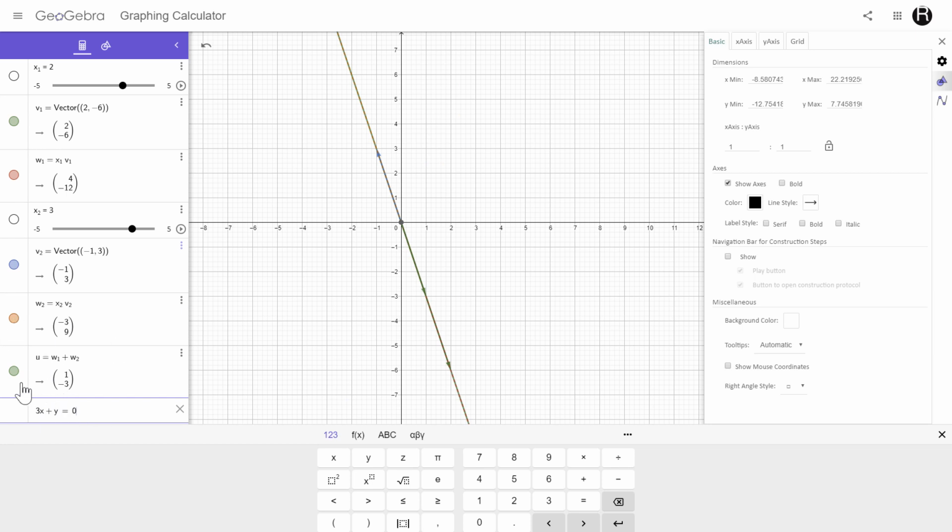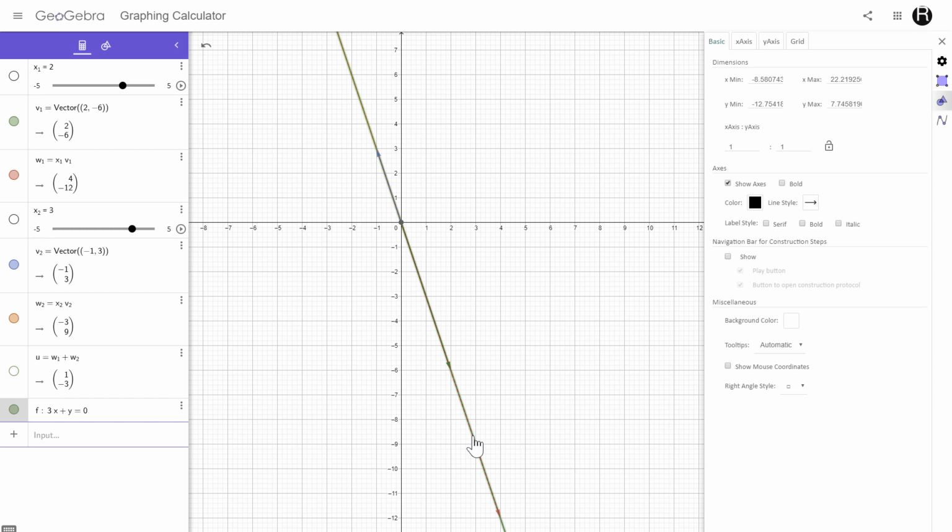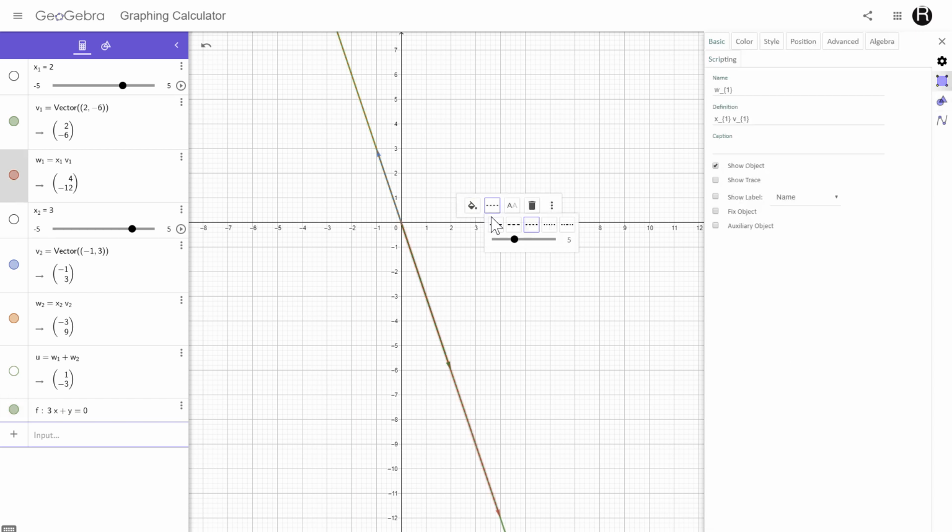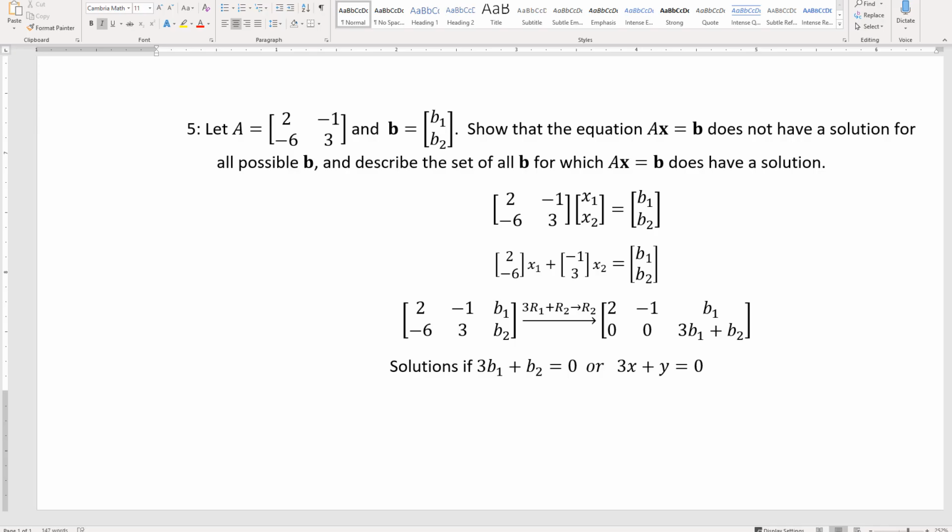So 3x plus y equals 0. Can't see it. Well, you can't see it because it is exactly this line. So let's clear everything else out. So here we have it. That line that's spanned by the two vectors. Vector 1 is 2, negative 6. Vector 2 is negative 1, 3. That line is 3x plus y is equal to 0. That line is essentially this thing.